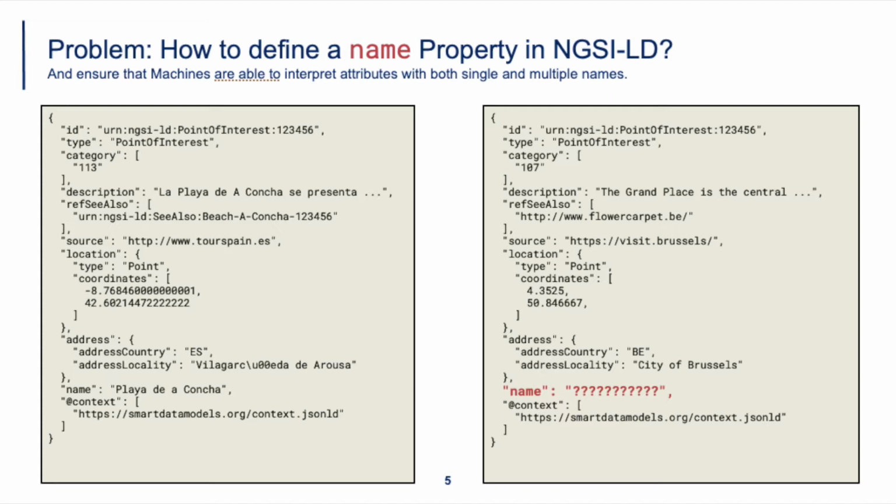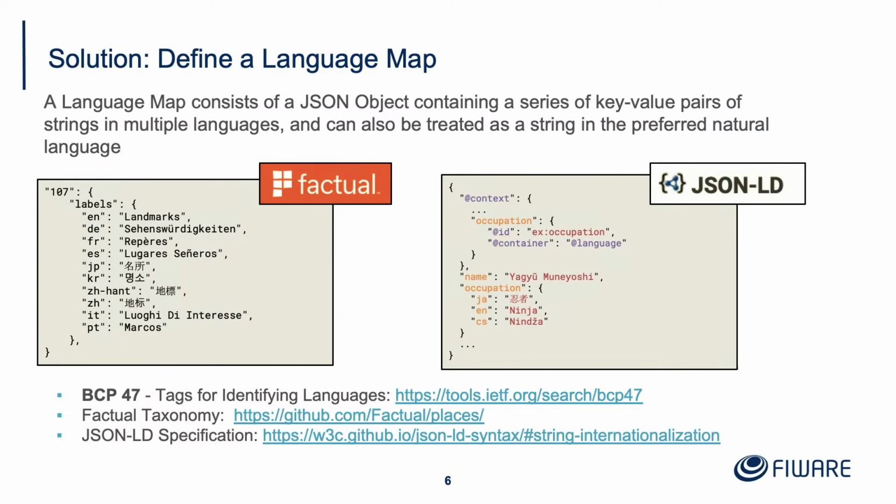So there needs to be some sort of markup which will allow us to say this is the name in French, this is the name in Dutch. Fortunately, there already is a standard out there for how to deal with multi-language information. You define a language map.